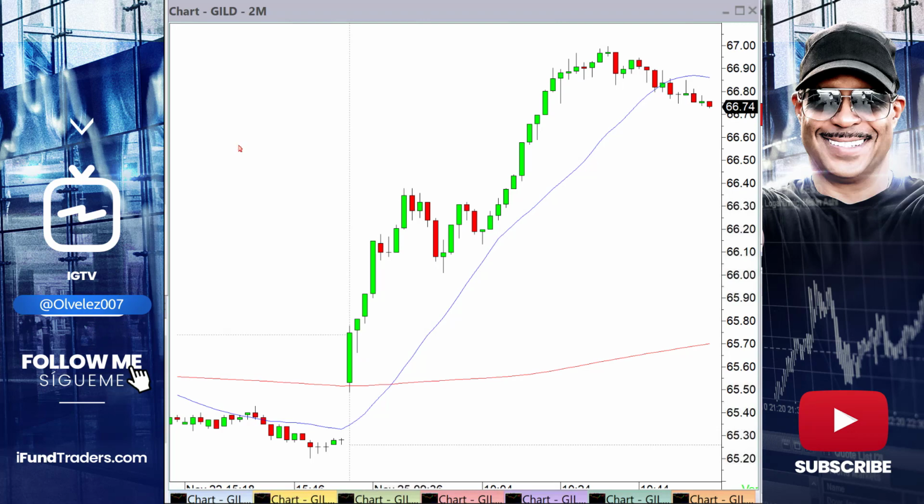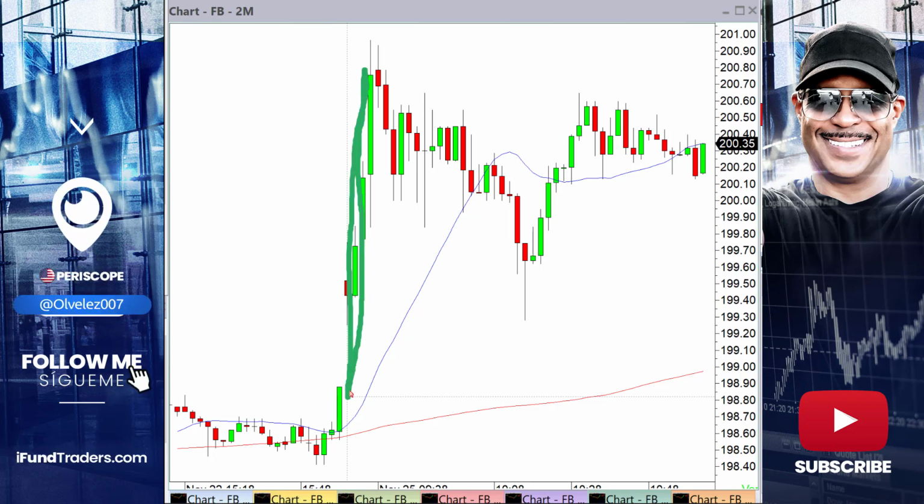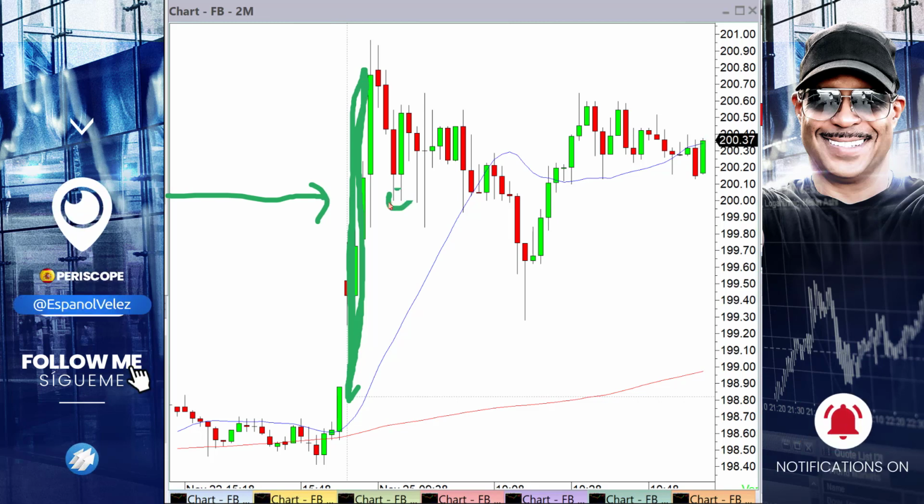All right, so in the Facebook play, it's the whole move in my mind here. Connecting the gap. So I didn't catch this. I wanted to catch the pullbacks. Now, the first pullback I caught was right near the low here. All right, and I got out of most of the play here and there.